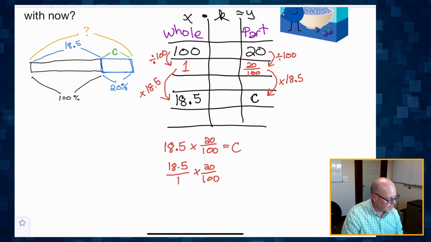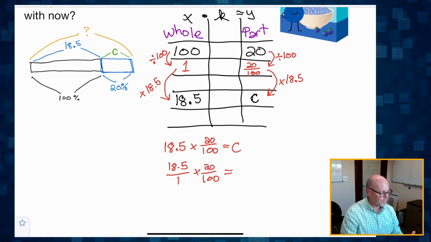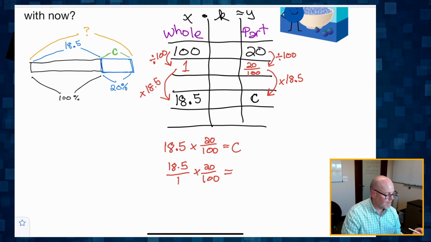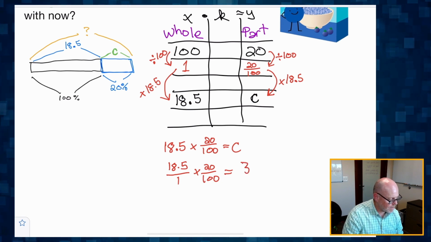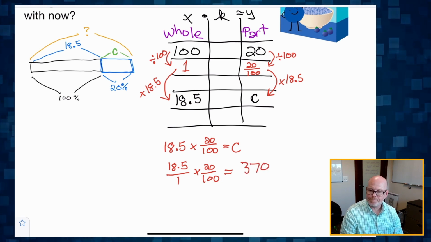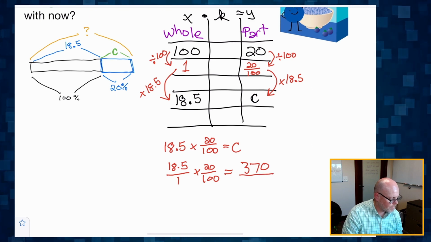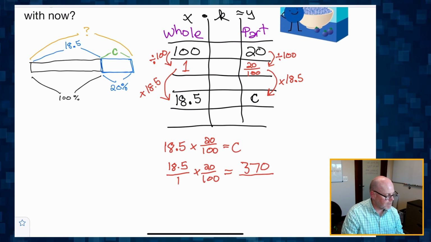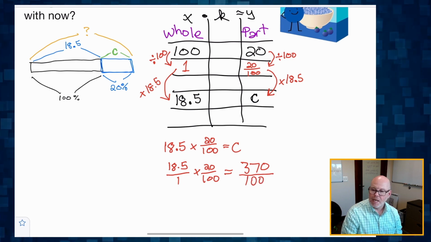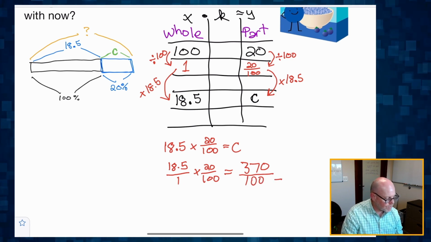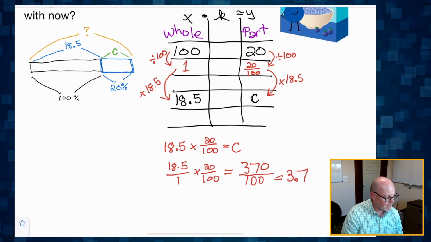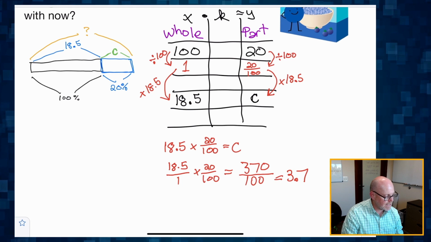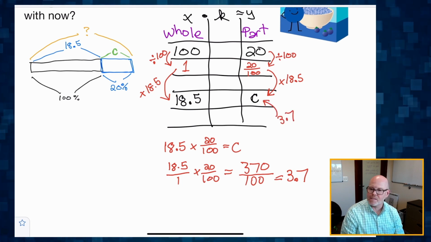So 18.5 times 20. My goodness. That's going to be 370 over, and then 1 times 100 gives me 100. Simplifying and reducing that, I end up with 3.7. So C is equal to 3.7.